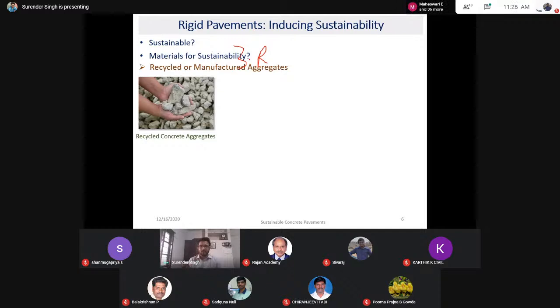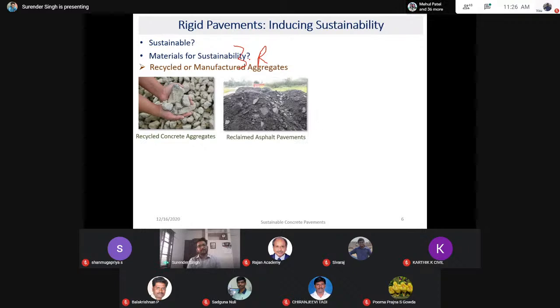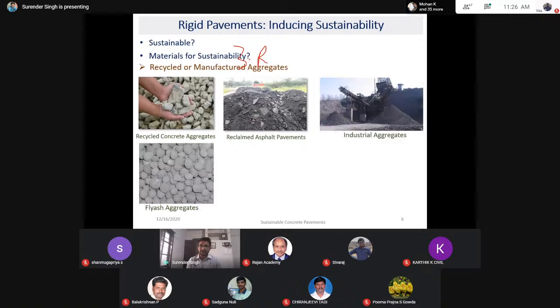The other thing, being a transportation engineer, we have RAP material, reclaimed asphalt pavement. I'll be using this terminology, RAP, R-A-P, which is the waste material that we get from the flexible pavement. Usually it is dumped along the roadside. Then nowadays we have the copper industry, the slag industry, the iron industry, and fly ash. Those waste materials also we can use up to a certain proportion.